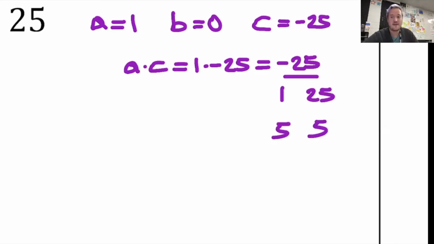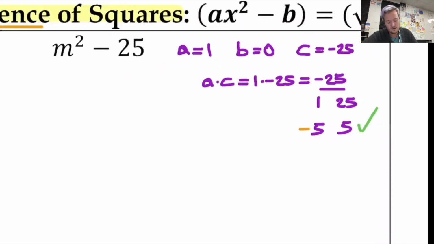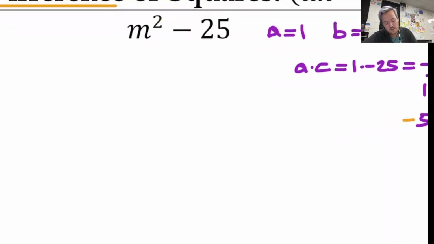Now, because they add up to 0 but they multiply to a negative, that means one of these has to be a negative. So if I do negative 5 and positive 5, those would add up to 0, but multiply to negative 25. So I need positive 5 and negative 5. All right, so that's what I'm going to use to split the middle.